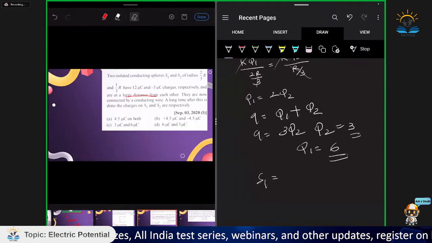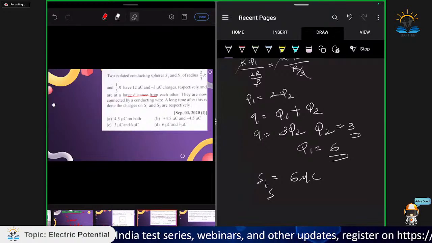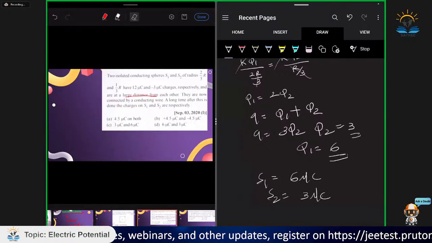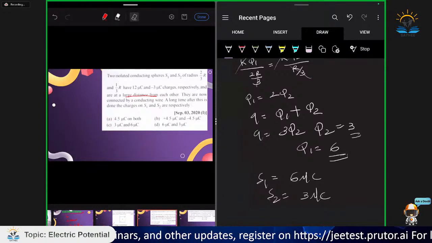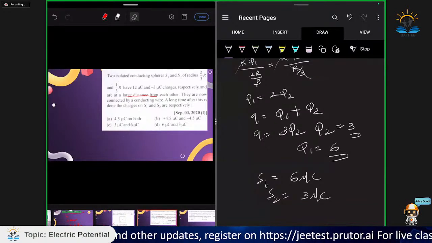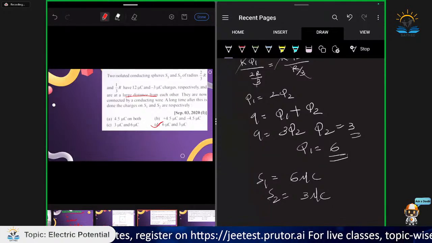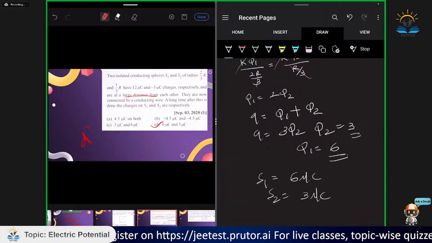So sphere 1's charge will be 6 microcoulomb and sphere 2's charge will be 3 microcoulomb. Not 3 and 6, 6 and 3. So the answer will be option D, 6 and 3.